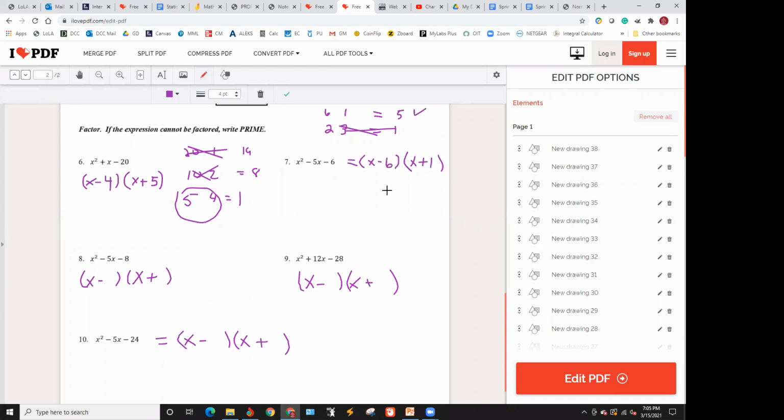And just to show you that I'm not crazy, let's pull it out. X times x is x squared. X times 1 is x. Negative 6 times x is negative 6x. Negative 6 times 1 is negative 6. And then these combine to be, see, that's 1 positive x and negative 6x. So that's how we get that.